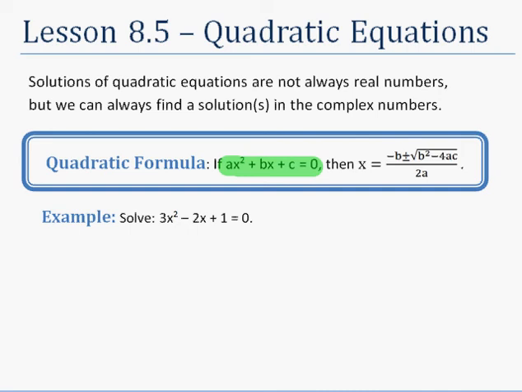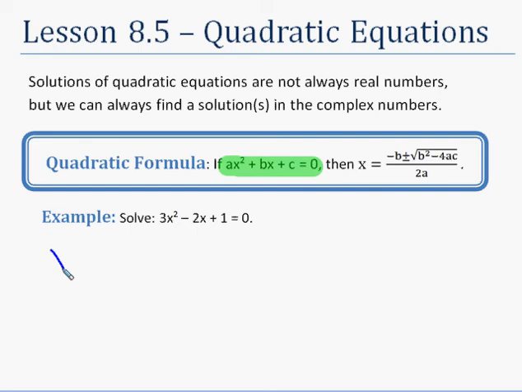You should have committed this to memory: if you have a quadratic equation in this form that I highlighted in green, you can find x by knowing that x equals negative b plus or minus the square root of b squared minus 4ac, that whole thing over 2a. And so we're just going to plug this into the quadratic formula and then simplify.